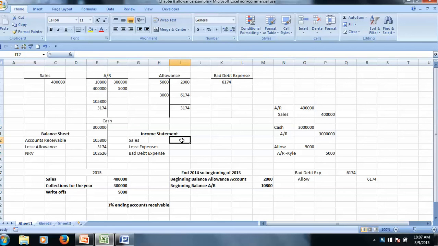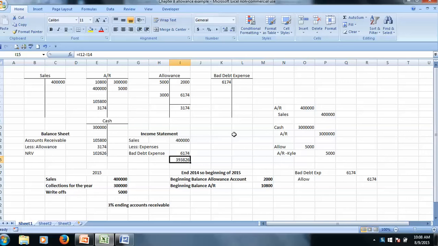Our income statement will then reflect that we had $400,000 in sales, and of those sales, the bad debt expense associated with those and previous sales, because we had not estimated correctly, of $6,174, which will give us net income, if that was our only expense, of $393,826, the amount of credit sales that we actually think that we will collect.